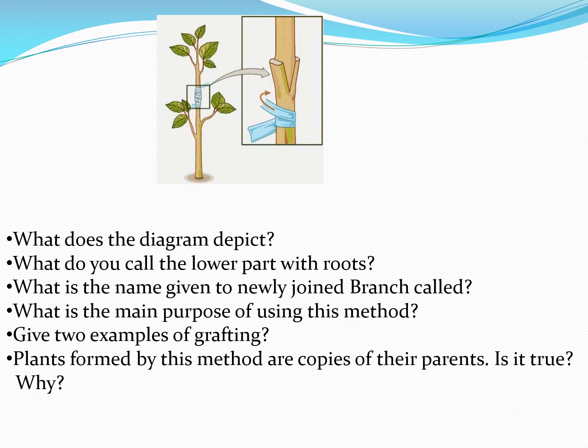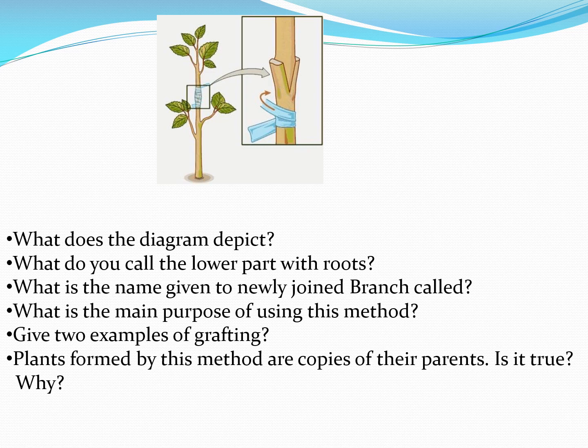Here first question. What does the diagram depict? The diagram shows grafting. Second question. What do you call the lower part with roots? The lower part is called stock. It is fixed in the soil. What is the name given to the newly joined branch? It is called scion or graft. It is grafted over the stock plant.